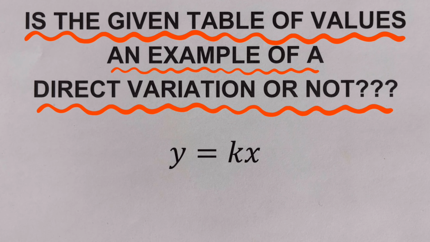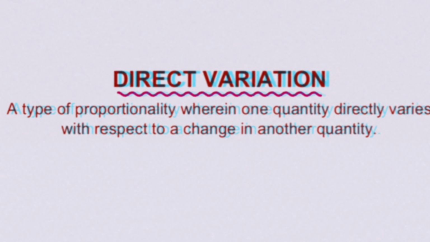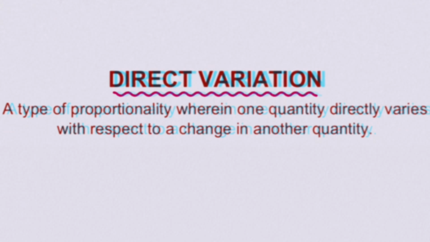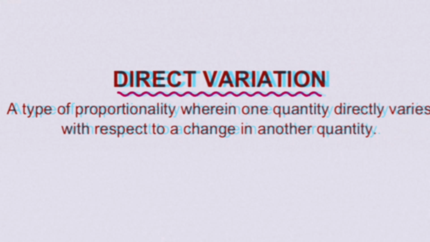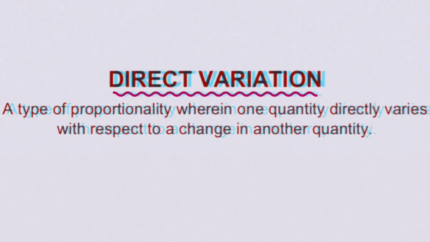Before we go over some examples, let's have a review on the definition and real-life examples of direct variation. We remember that, by definition, direct variation is a type of proportionality wherein one quantity directly varies with respect to a change in another quantity.